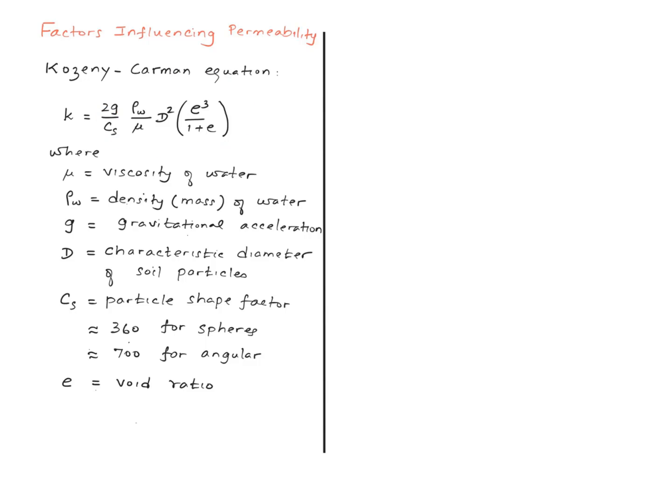And we have g in here, which is the gravitational acceleration. C sub S is called the particle shape factor. It's about 360 for spheres and about 700 for angular particles. Rho sub w is the mass density of water. Mu is the viscosity of water. Capital D here is the characteristic diameter of soil particle. And e is the void ratio.